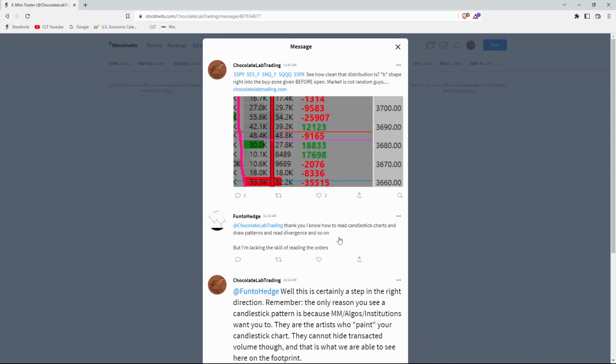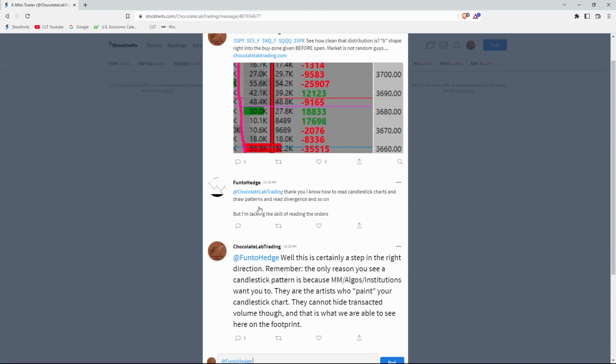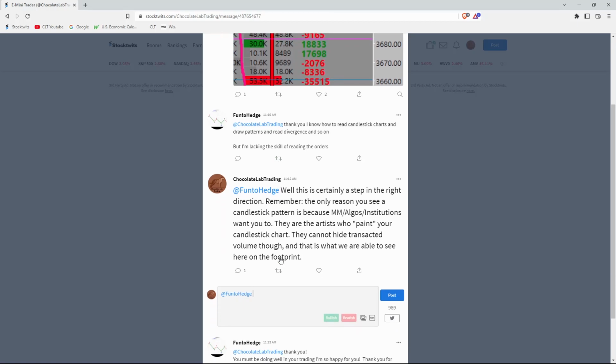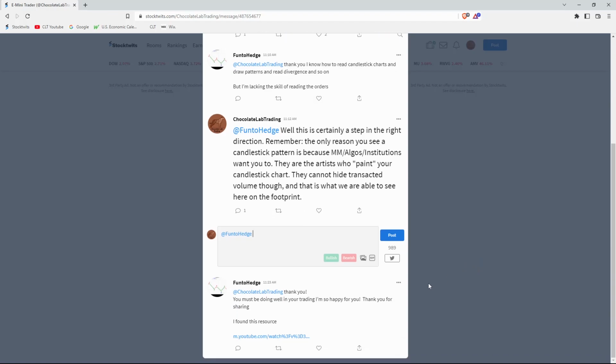Another thing, thank you. I know how to read candlestick charts and draw patterns and read divergence and so on, but I'm still lacking skill of reading the orders. And I said, well, this is certainly a step in the right direction. Remember, the only reason you see a candlestick pattern is because market makers, algos, institutions, whatever you want to call them, want you to. They are the artists, if you will, who paint your candlestick chart. They cannot hide transacted volume, though, and that's where the footprint helps us. We could see exactly in the candle where it was bought and how much was bought. Really lets you dissect the order flow.